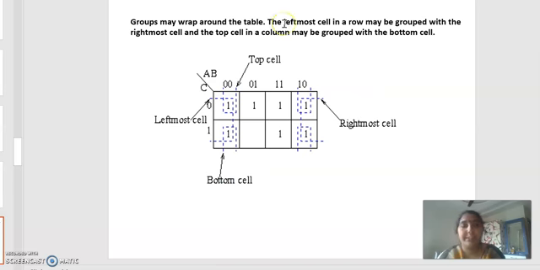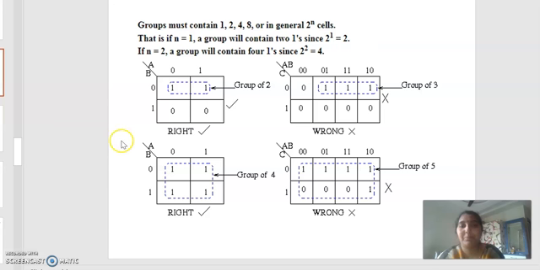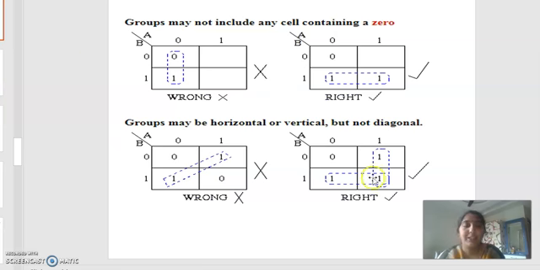Groups may wrap around the table. The leftmost cell in a row may be grouped with the rightmost cell and the top cell in a column may be grouped with the bottom cell. So that means we can group these 4 ones and these ones. We can group like this or like this. So whatever the grouping may be, we are always trying to group the adjacent ones. Right. So if we consider 0, 1, 1, 1, it contains only 1 bit difference. So if the combinations contain 1 bit difference, we can group those two ones.